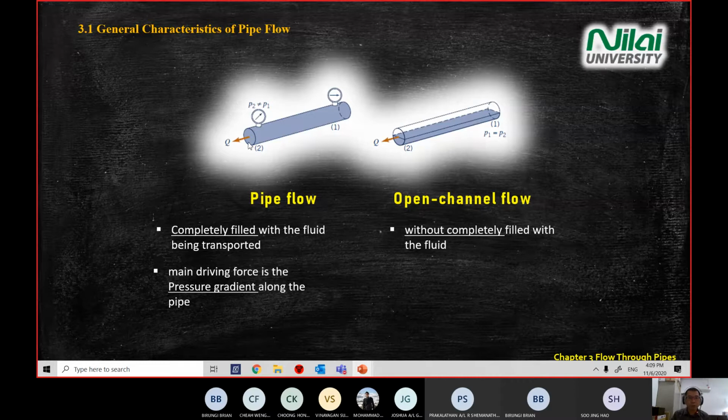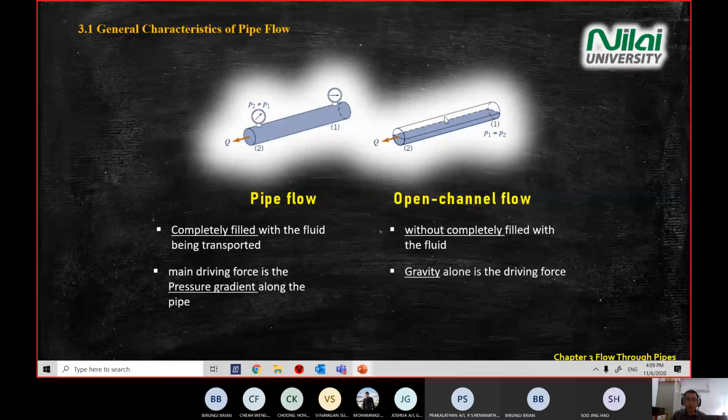Okay, always look for the pressure magnitude, and then automatically it will tell you the direction of Q. Why? Because Q in and out will tell you positive or negative later on. And for open channel flow, it is due to gravity.